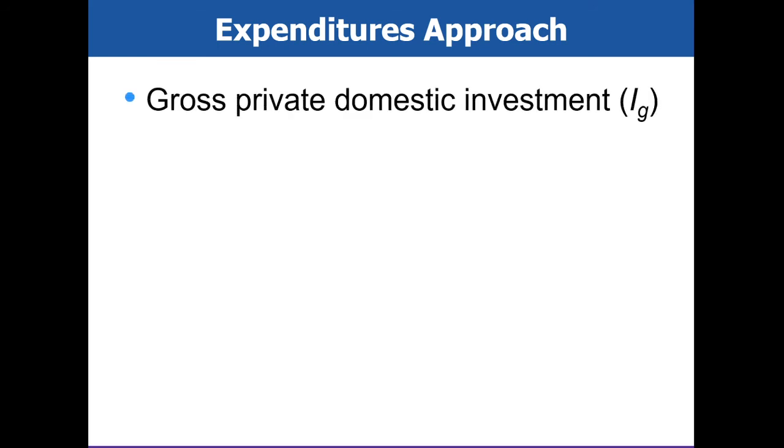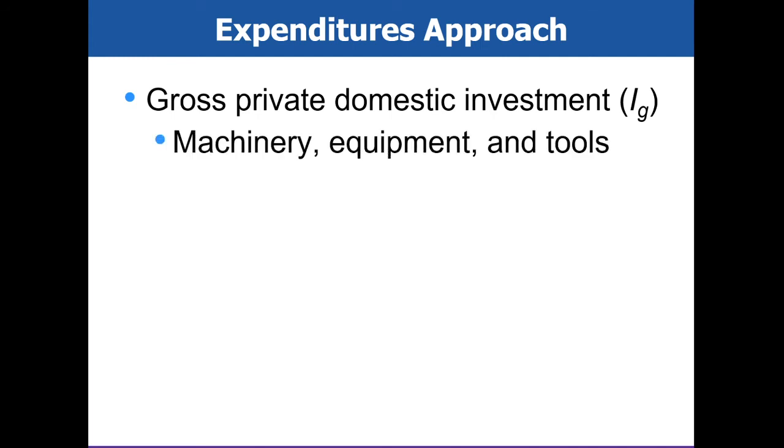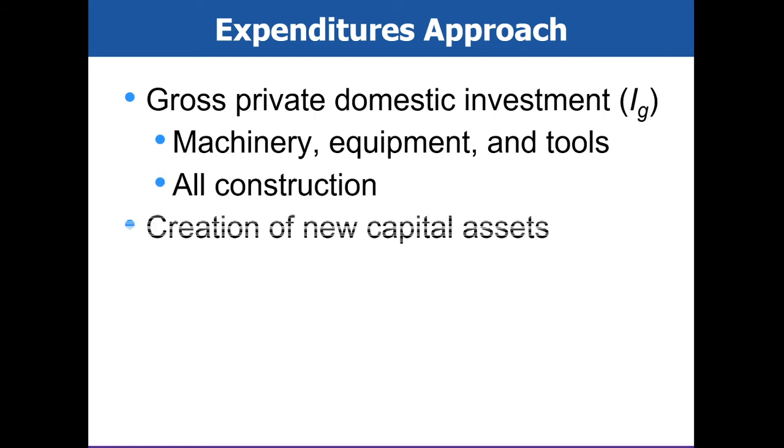Okay, then we have investment. What we mean by gross private domestic investment is any investment in the economy by firms on things like machinery, equipment, and tools. We also look at net private domestic investment, okay. Basically, if I'm replacing a machine, there is no gain in investment. So if there is a monitor in the room and we replace that monitor, the investment hasn't changed. If we add another monitor, then net private domestic investment increases. Okay? All right, we look at construction, creation of new capital assets.